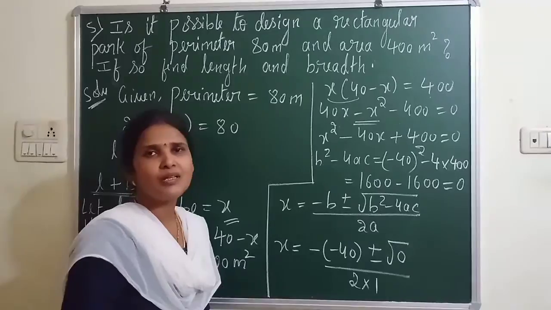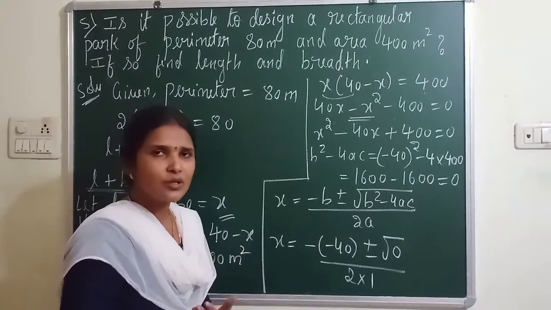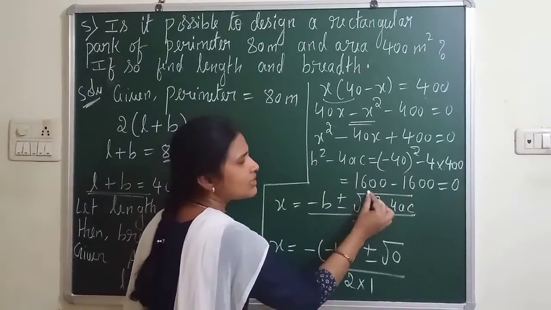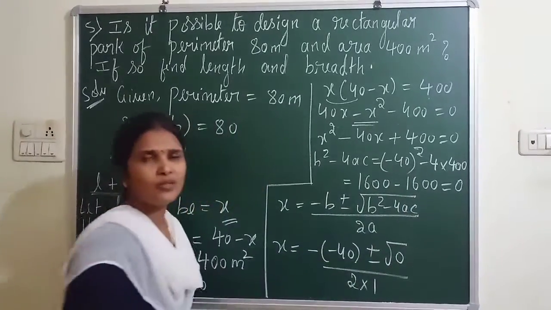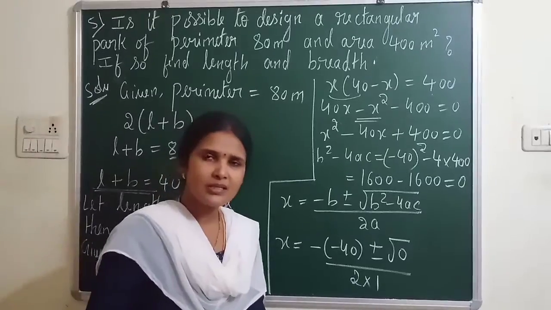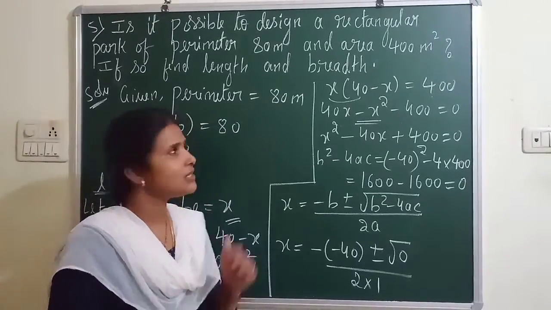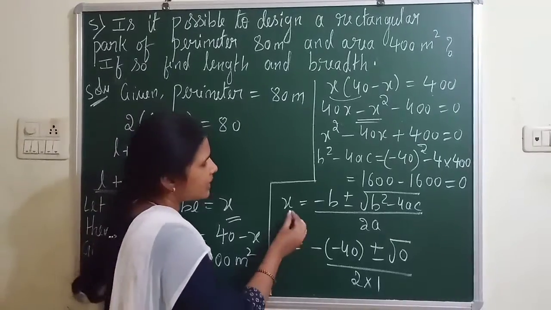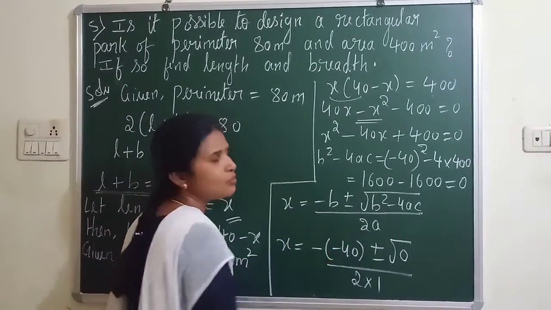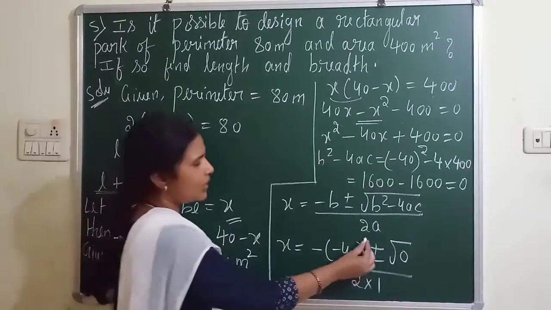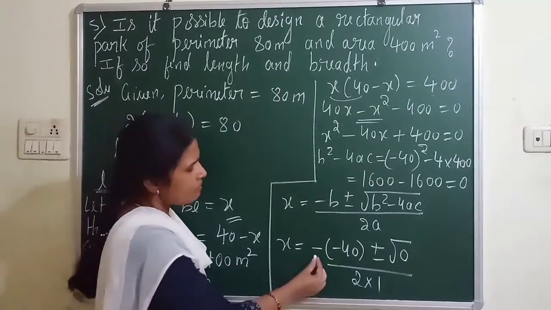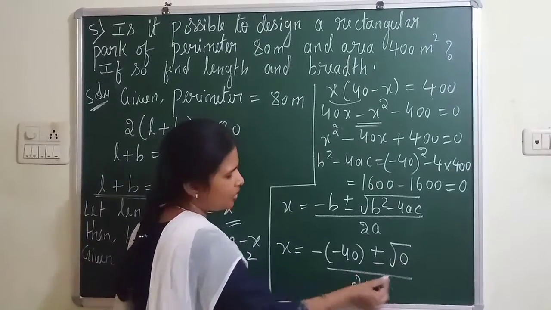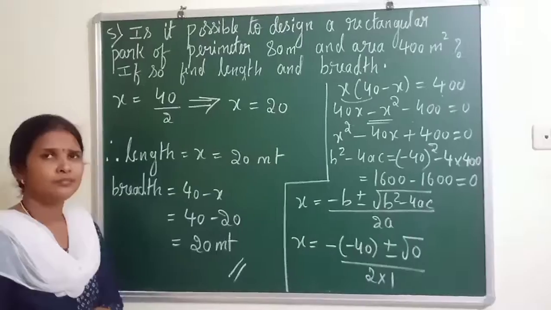Now let us check whether the roots are real or not using the discriminant. So b square minus 4ac. Substitute, we got 1600 minus 1600 is 0. With this you can tell when discriminant is 0, the roots are real and equal, which means this situation is possible. So let us find the roots. x equal to minus b plus or minus root b square minus 4ac whole divided by 2a. Substitute minus of minus 40 plus or minus root 0, whole divided by 2 into 1.